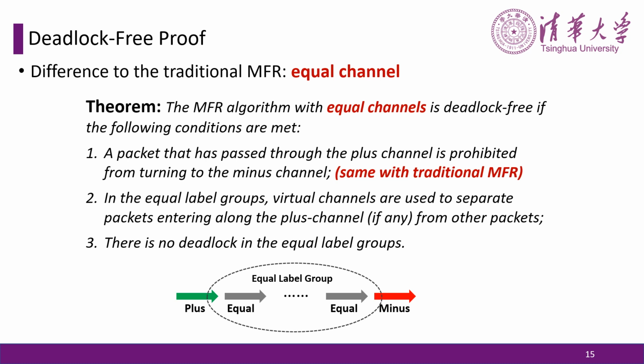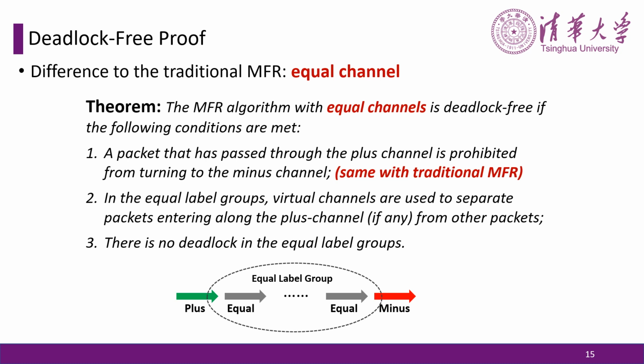Suppose there is a channel dependency circle, and there is no deadlock in the equal-label group according to condition 3. At least one channel of the circle is not equal. So there must be a chain of dependency going from a plus channel to a minus channel. As turning from a plus channel directly to a minus channel is prohibited by MFR, there must be at least one equal channel in the middle of the chain, which means that the chain must go through at least one equal-label group.